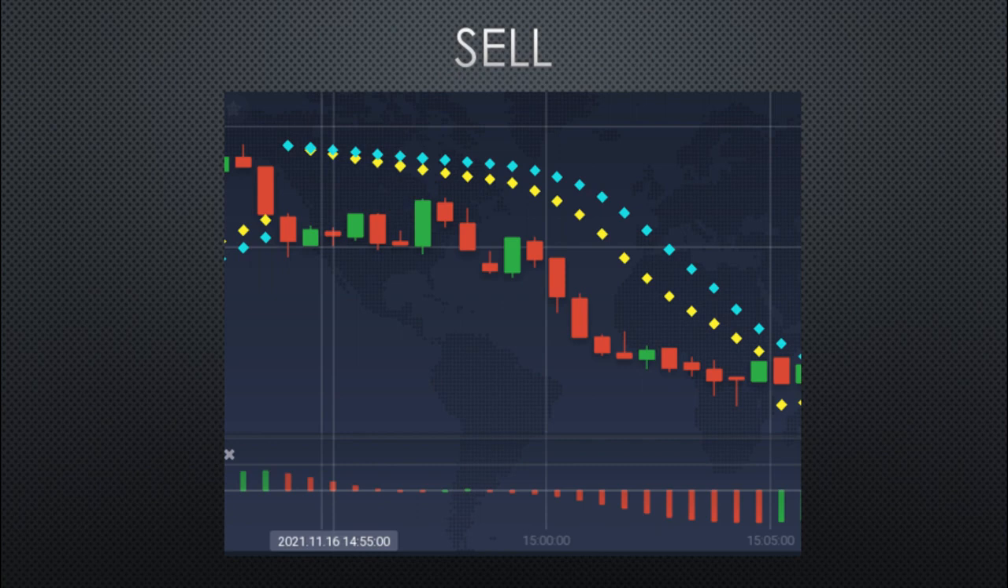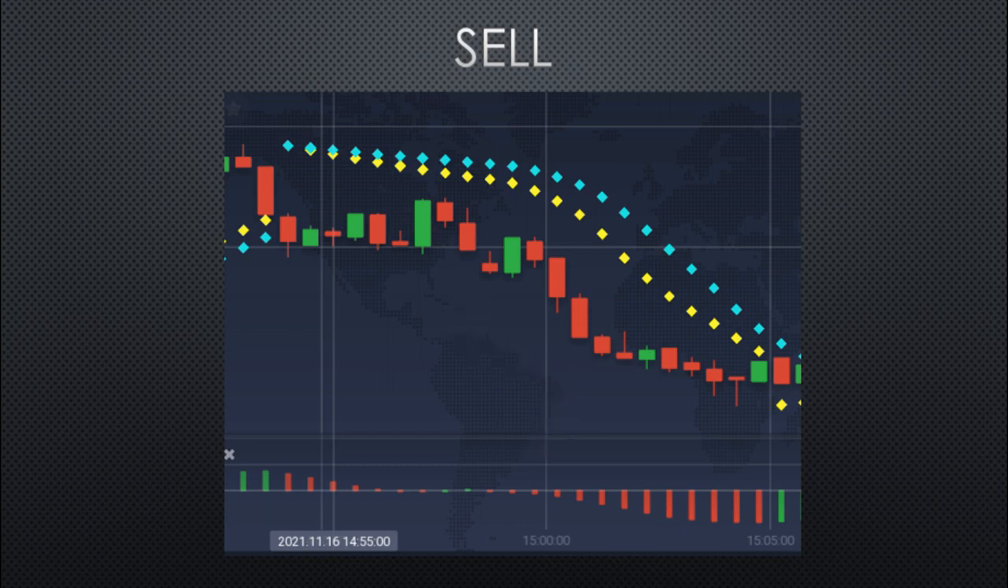Sell. Here, what we have to look for is situations in which both parabolic SARs go in the same direction, separating a little without overlapping. They must go downwards. At the same time, there must be a crossing of the awesome oscillator. That is, it must go from being above the line to being below it.